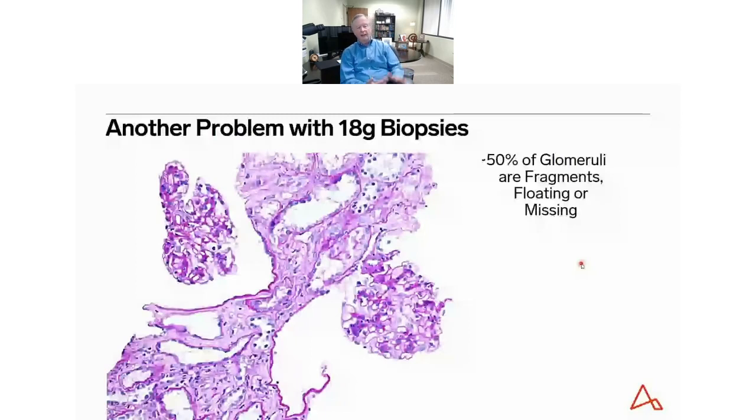This has been studied. I've got references for every single thing I'm showing you if anybody wants the individual reference. So where did I get the 50%? Somebody who has too much time on their hands went back and looked at a bunch of 18 gauge needles and calculated how many glomeruli are fragments, floating or missing, and showed that about half of them are. The reason you know they're missing is you'll have an empty Bowman's capsule. Like this one hung in there, but it could have just as easily floated off into the fixative. Or maybe it has a very thin attachment at another level in the section, like here. You can see that this one has popped out of its Bowman's capsule. It's just hanging on the edge.